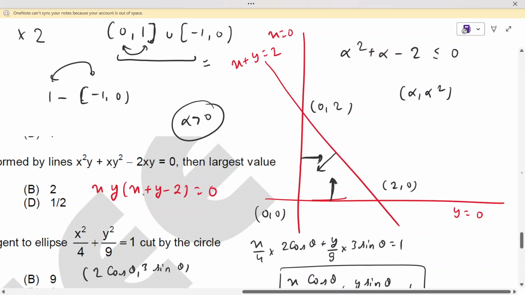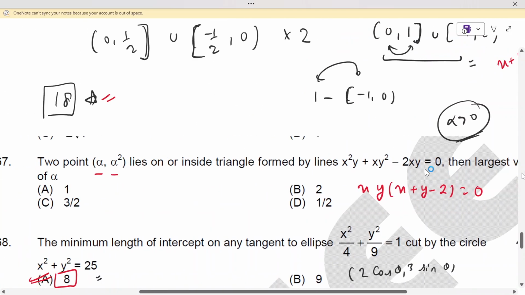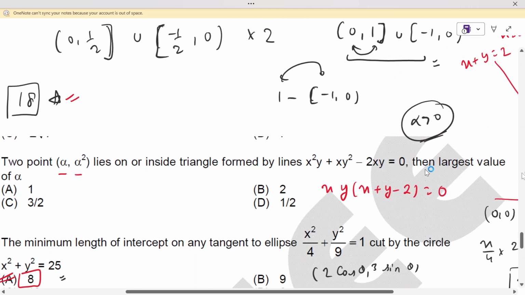Got it? Because this line equation is x plus y equal to 2, isn't it? So this should hold. For alpha positive, it is ensured that this is above the x axis and on the right side of the y axis. And after imposing this condition, in short, this is below this line, so it is in this region, isn't it? So now alpha minus 2 into alpha plus 1 should be less than or equal to 0. So alpha should be less than or equal to 2. Clear? The largest value of alpha can be 2 itself, no?